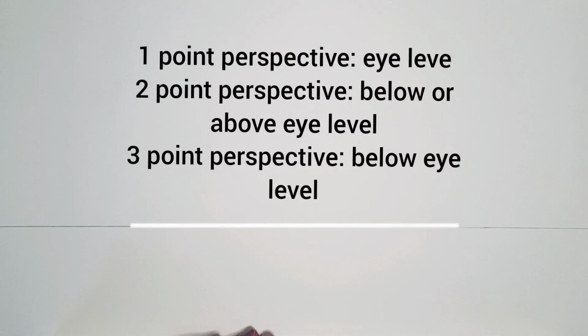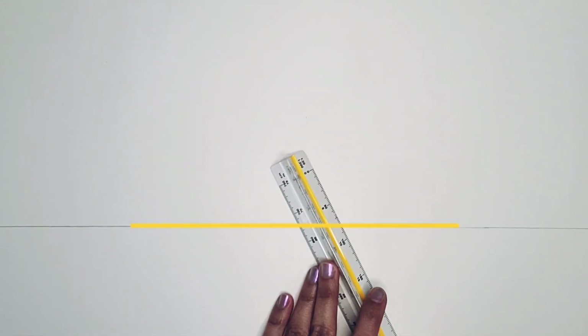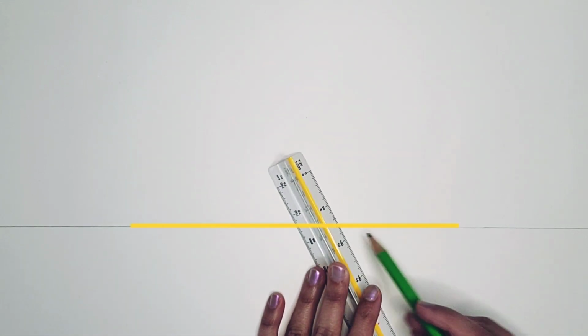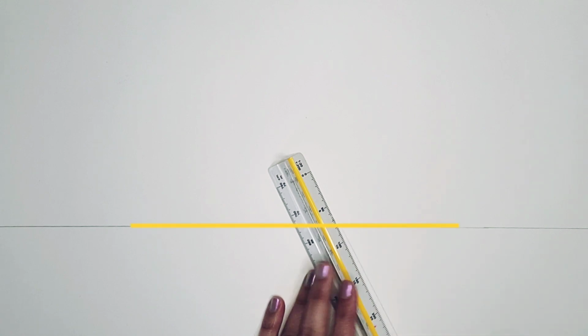So the position of the horizon line also determines the type of perspective that is being used in the drawing. For example, in one-point perspective, the horizon line is placed at eye level, while in two-point perspective, the horizon line is usually placed above or below the eye level. I'm gonna quickly just give you an example of what a one-point perspective could look like.